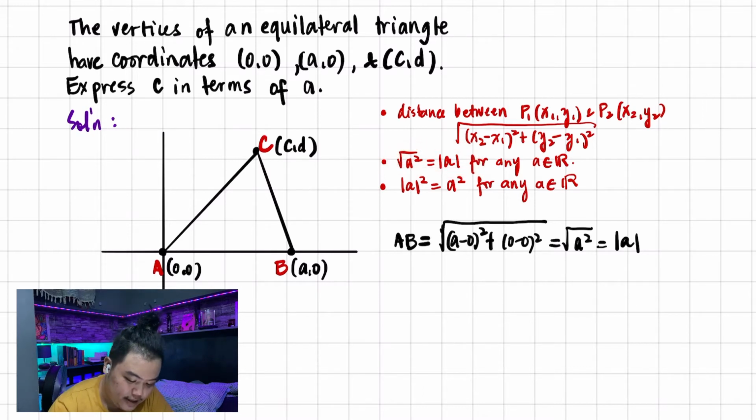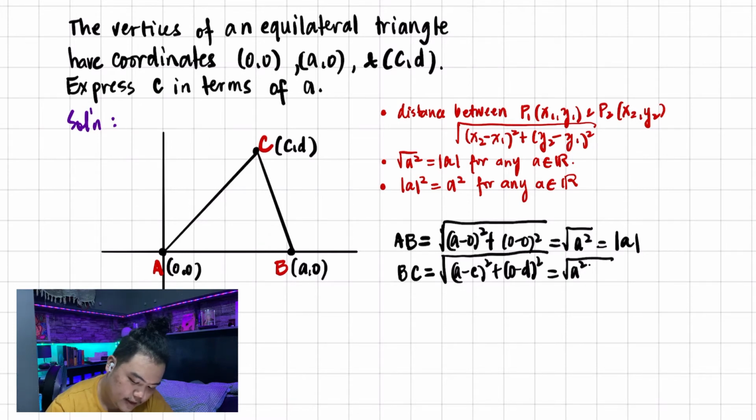How about BC? Square root ng pwedeng (a minus c) square plus (0 minus d) square. A minus c square plus 0 minus d square, which is square root ng (a minus c) square plus square of negative d, kasali yung negative sa ini-square, maging positive siya. So, it's positive d square.